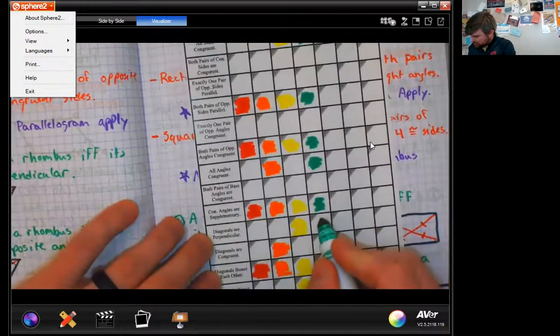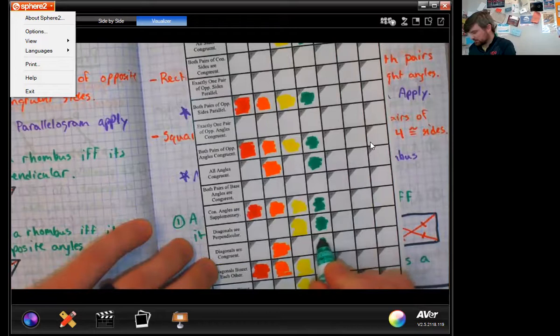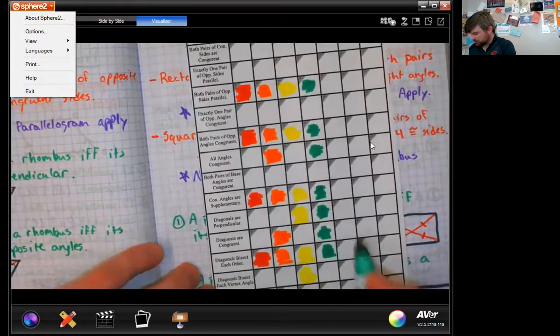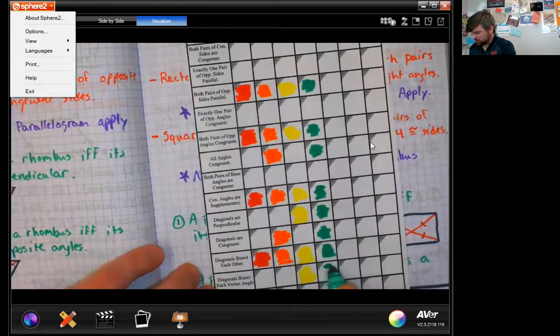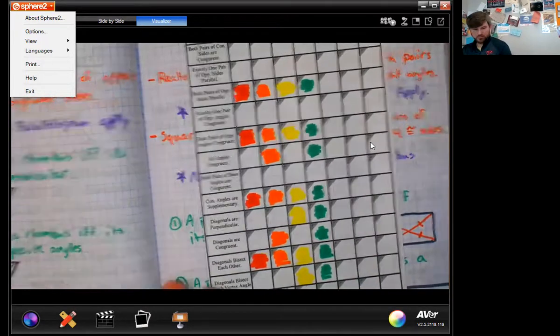Diagonals are perpendicular? Yes. Diagonals are congruent? Yes. Diagonals bisect each other? Yes. Diagonals bisect each vertex angle? Yes. Okay, so the square had many, many of those.